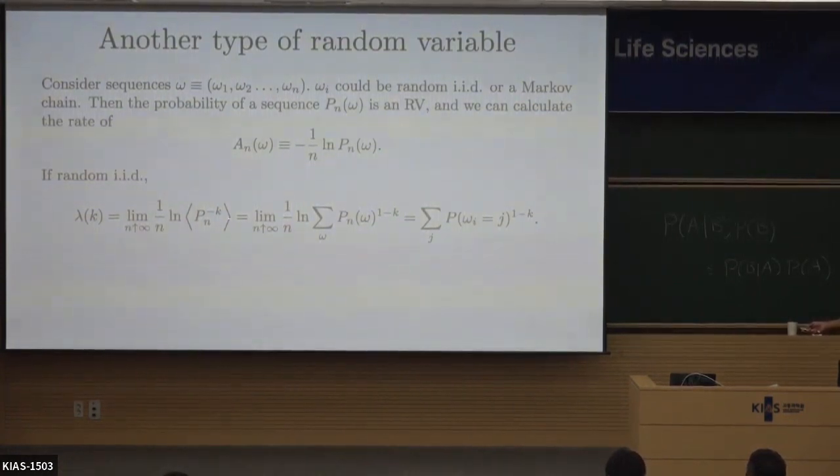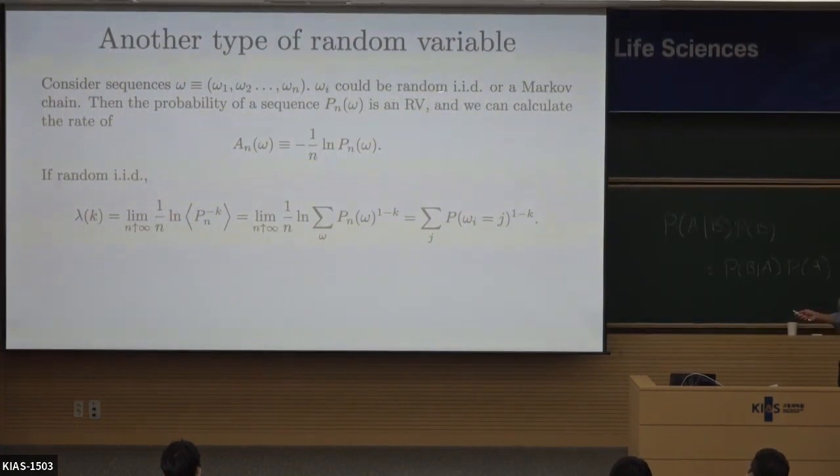The minus k is coming from this explicit factor, and the Pn of omega, the 1, is just how you calculate an expectation value, right? You're summing over all possible n random variable sequences. There's a probability of them, and you're calculating Pn of omega to the 1 minus k, right? This is the Gärtner-Ellis theorem, just explicitly plugged in.